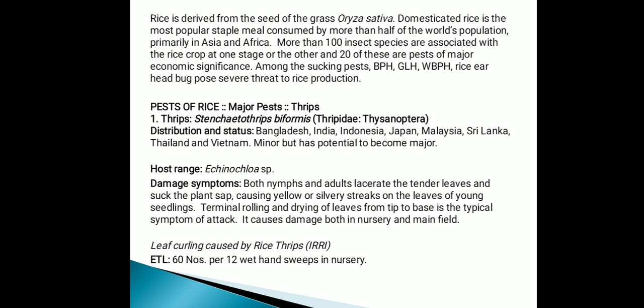and Africa. More than 100 insect species are associated with the rice crop at one stage or other, and 20 of these are pests of major economic significance. Among the sucking pests, brown plant hopper, green leaf hopper, and rice earhead bug pose a severe threat to rice production.